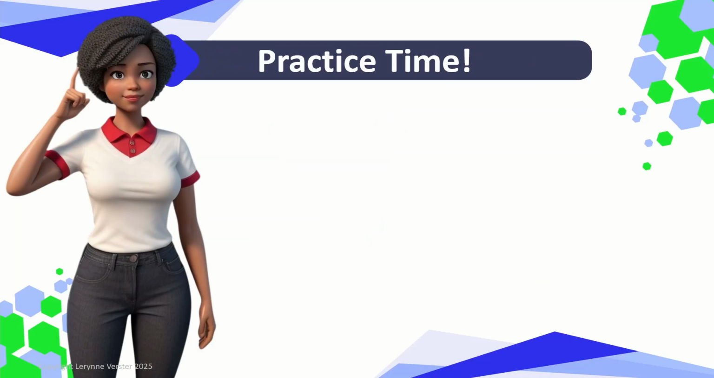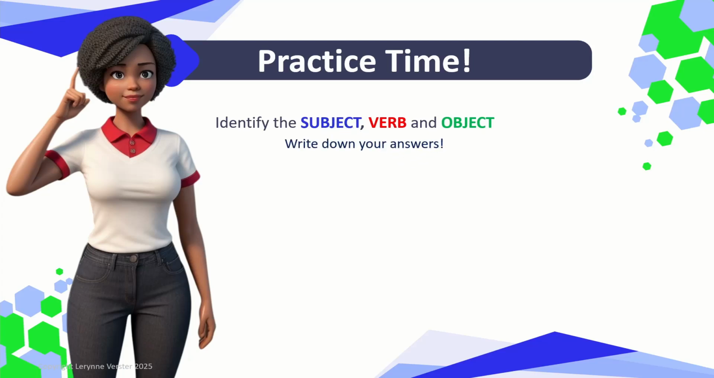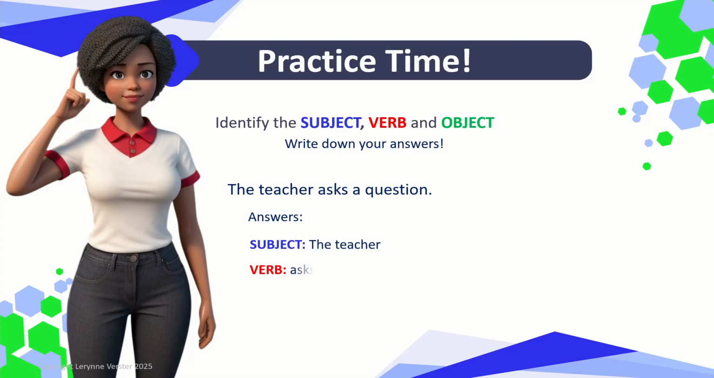Practice time. Now it's your turn. Let's practice identifying the subject, verb, and object in a sentence. Write down your answers. Look at this sentence. The teacher asks a question. Can you find the subject, verb, and object? Take a moment to think. Here's the answer. Subject, the teacher. Verb, asks. Object, a question.